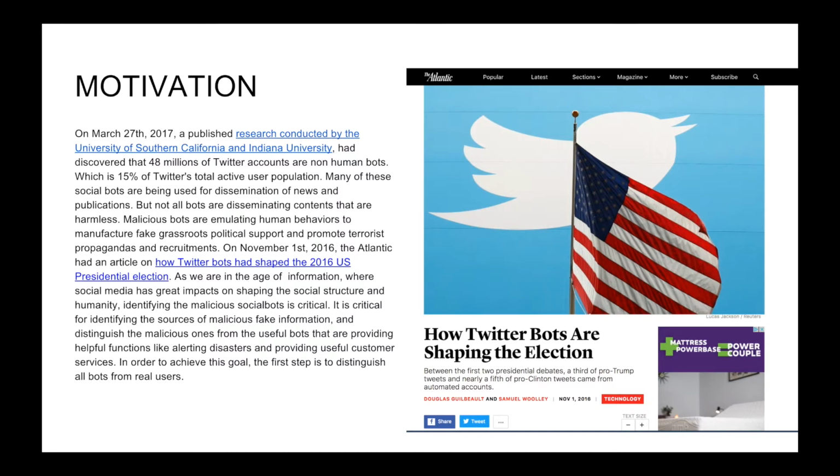On November 1st, 2016, The Atlantic actually had an article about how Twitter bots had shaped the 2016 U.S. presidential elections. So bots had done a lot of direct or indirect influence on people's decision making on their voting. That's why we want to identify who are the malicious bots. But the first step is to identify the Twitter accounts to see if they're bots or not.